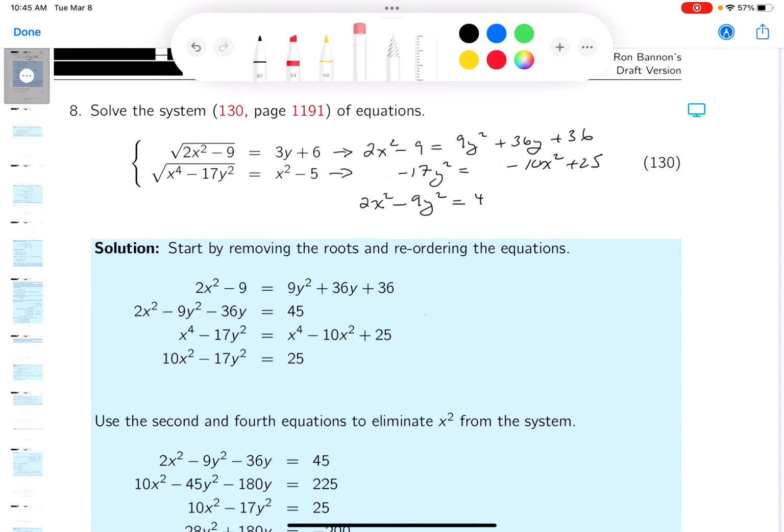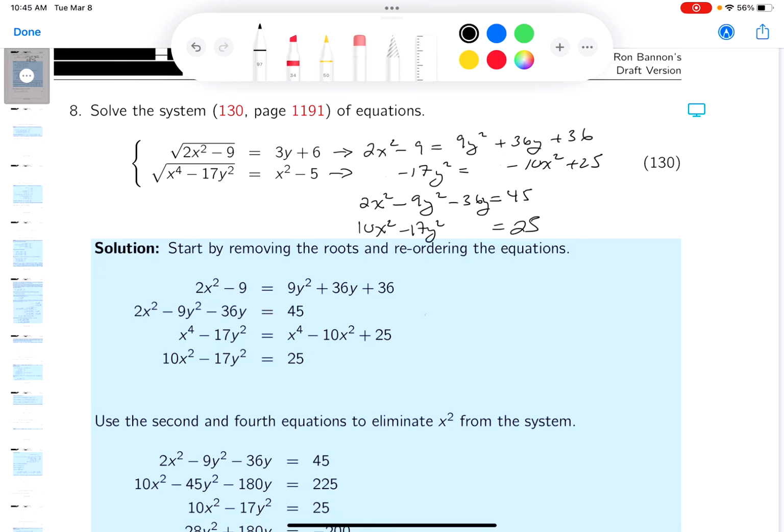Whoops, we're at 36, didn't I? Minus 36 equals 45. Let me just check that. 2x squared minus 9y squared minus 36y. Whoops, forgot that guy. Yeah, 45. Let's do the other one. What do you get there? 10x squared minus 17y squared is equal to 25. Let me just check that. Good.